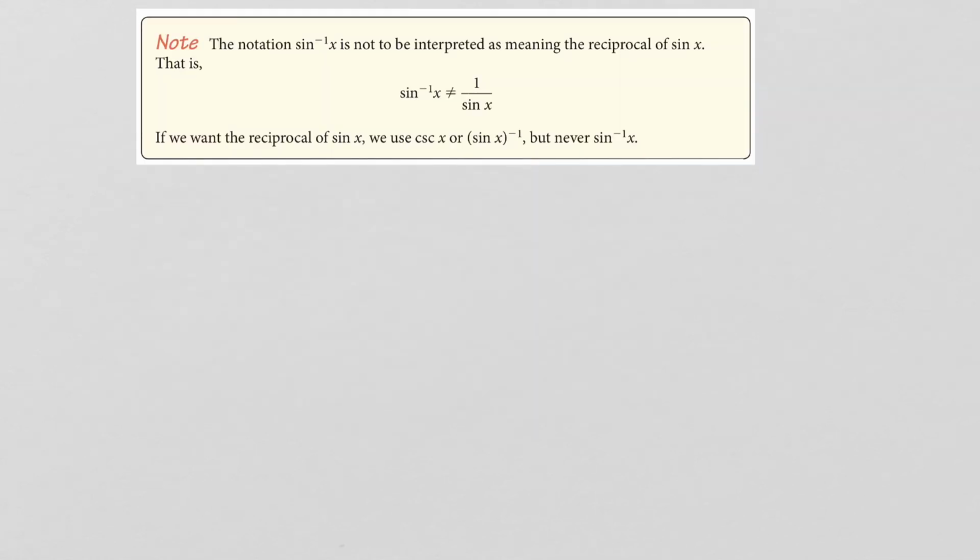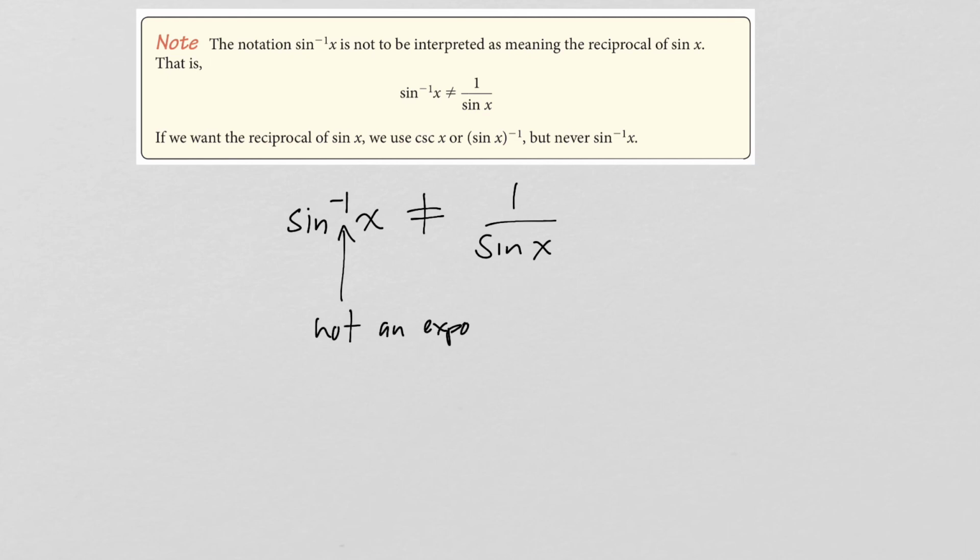Now, once again, just a quick note about inverse functions. So when we say inverse sine of x, keep in mind that that does not mean 1 over sine of x. So this negative 1 right here is not an exponent, even though it looks like one. Instead, it means inverse.